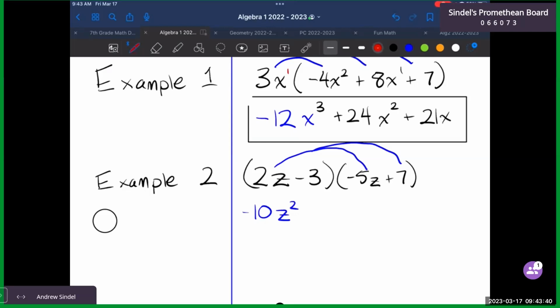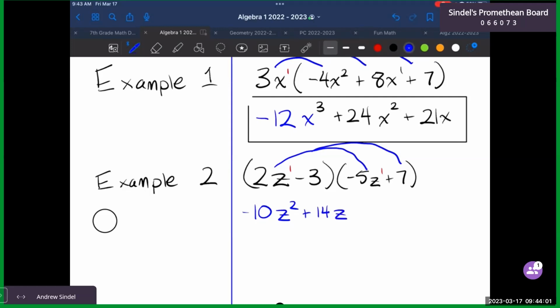So what we just did was we did that one right there. What we need to do now is this one right here. 14. Positive or negative? Positive. So we're going to get a positive 14Z, right? 14 zeta to the power of 1.